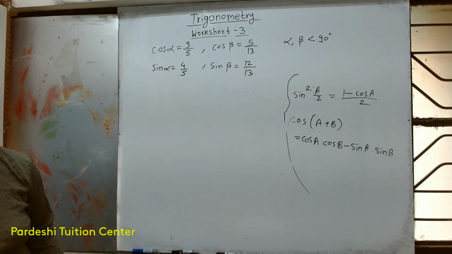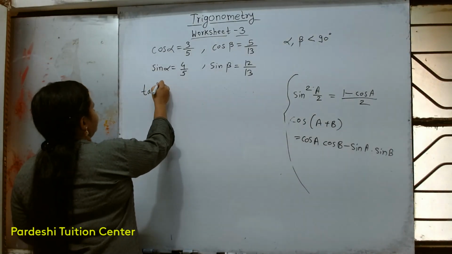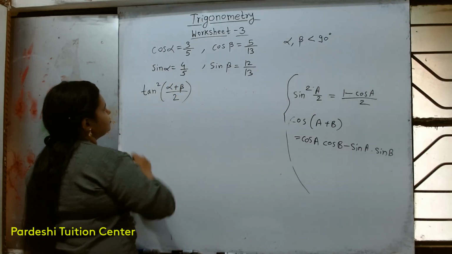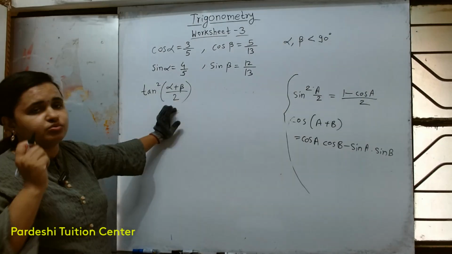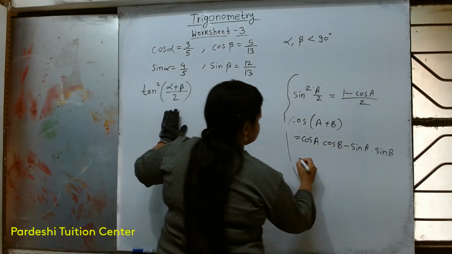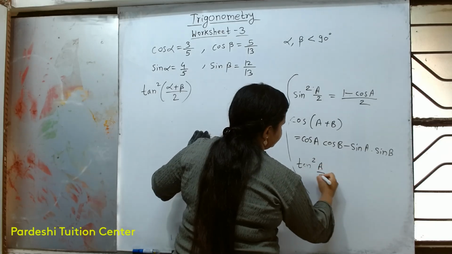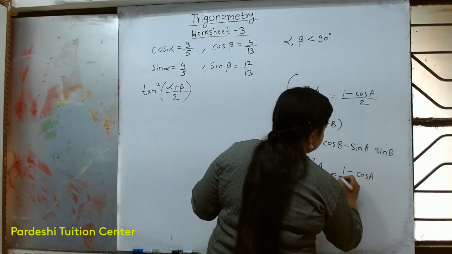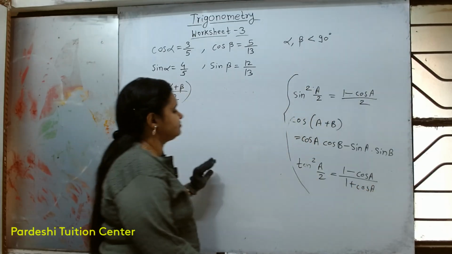Now tan square (alpha plus beta) by 2. Okay. Now for tan square A by 2, what is the formula? Tan square A by 2 is (1 minus cos A) upon (1 plus cos A).